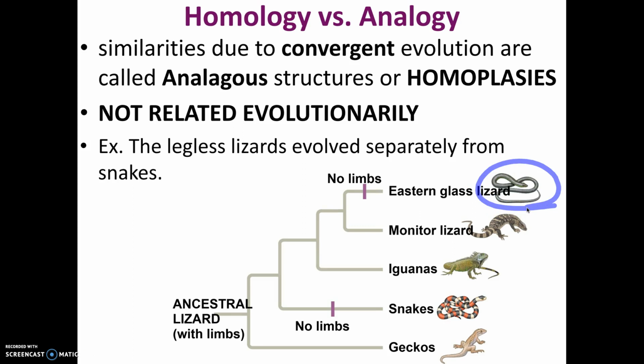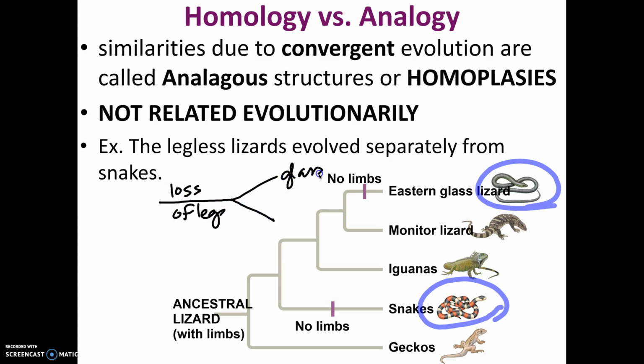And it's not. It is actually a legless lizard. And down here is the snake. And you'll notice that we don't believe, in this case, that we had some kind of an ancestor and there was a mutation where it lost its legs, and then that diverged into the glass lizard and the snake. That's not what we think happened in this case.